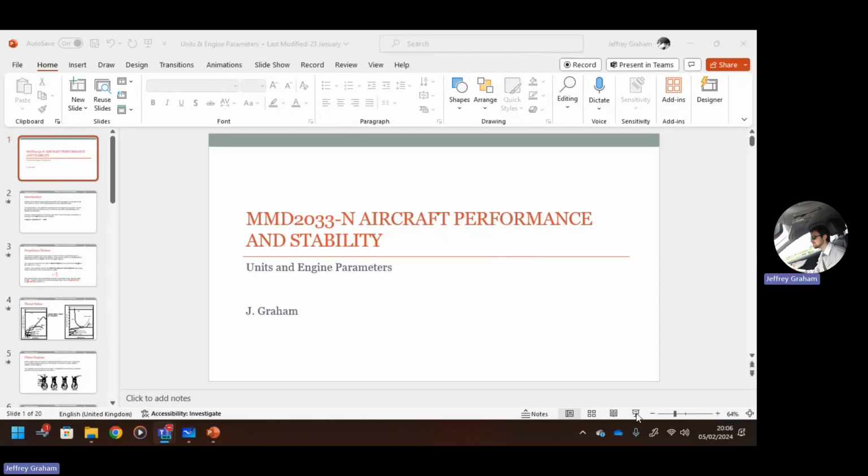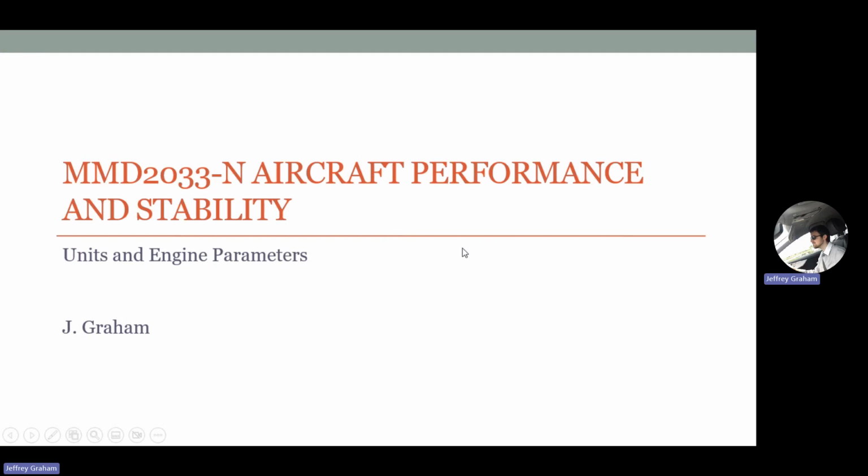Right. Welcome to the first session on aircraft performance and stability. This particular one will look at the units. It's a basic introduction. So obviously, the aircraft industry is dominated by both Boeing and Airbus, European and American aircraft manufacturers. Both of these use different unit systems. Obviously, there's the metric system, one I'm probably most familiar with, but obviously the Americans, being the wonderful people that they are, like to use the imperial system.